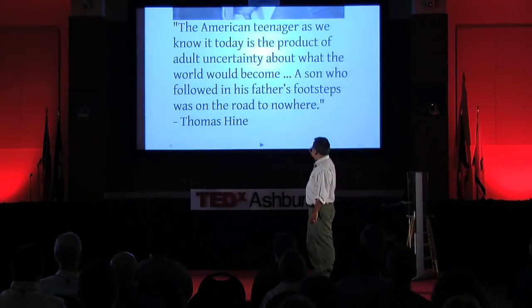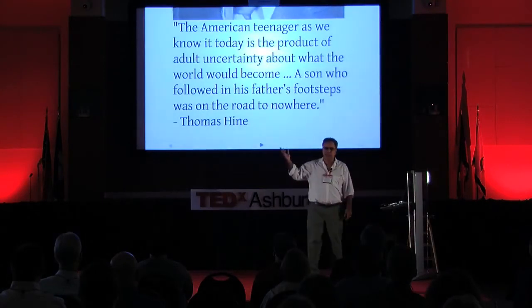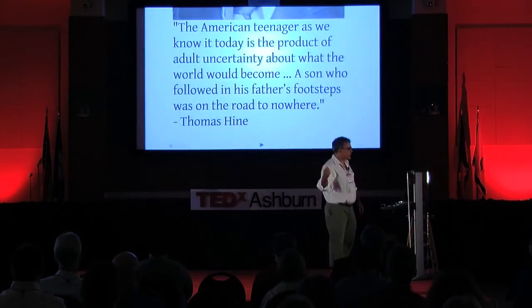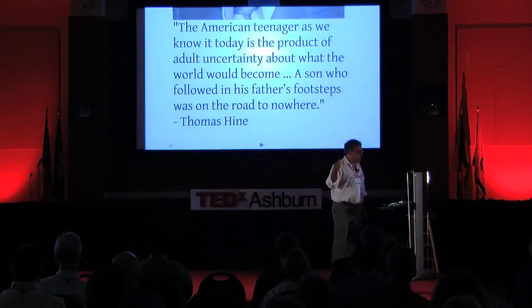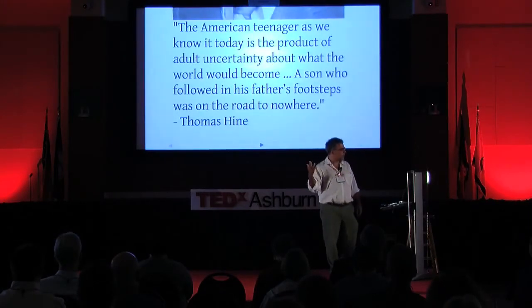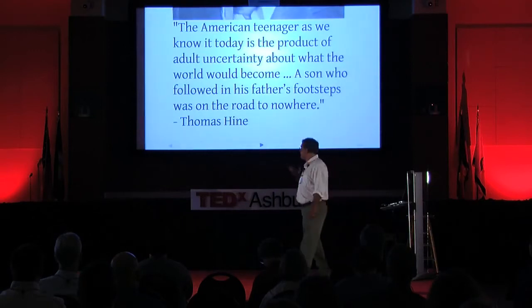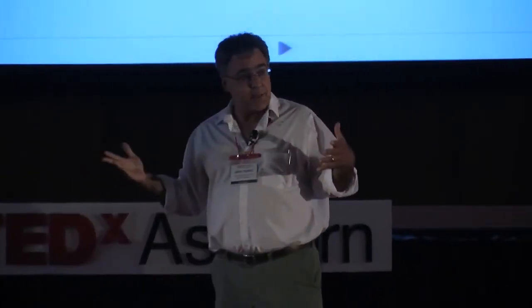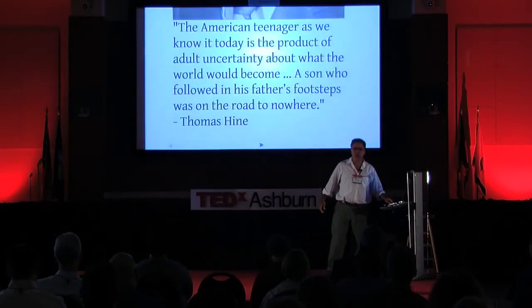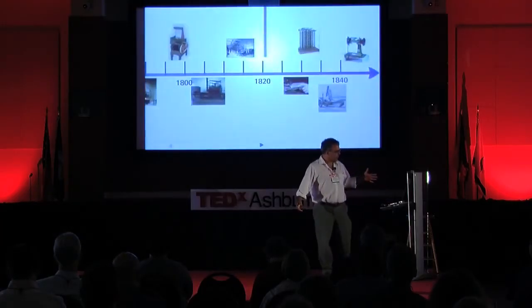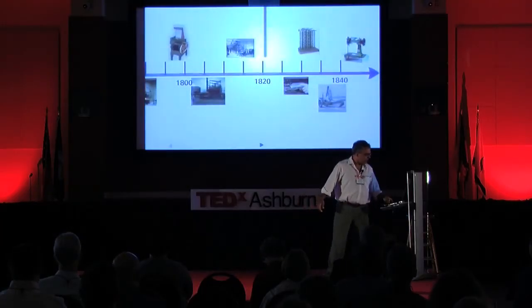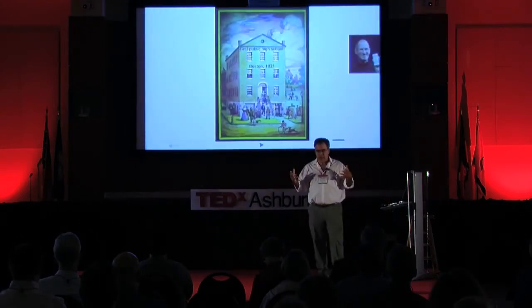This is from a really interesting book called The Rise and Fall of the American Teenager. The American teenager, as we know, was a product of adult uncertainty about what the world would become. A son who followed in his father's footsteps was on the road to nowhere. Does this sound familiar? Like 21st century skills, right? Everything's changing. These guys would call this 19th century skills, okay? So what did we do? In the middle of all this, we created the modern high school, okay?